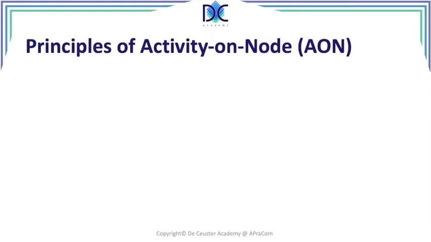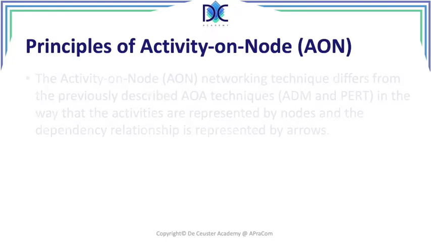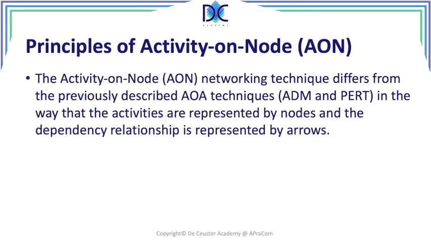So let's have a look at the principles of activity on node, also abbreviated as AON. Now, the activity on node networking technique is different from the previously described activity on arrow techniques. We spoke about the arrow diagramming method and the program evaluation and review technique. And in the PDM or the AON, we are representing the activities by nodes and the dependency relationship by arrows.